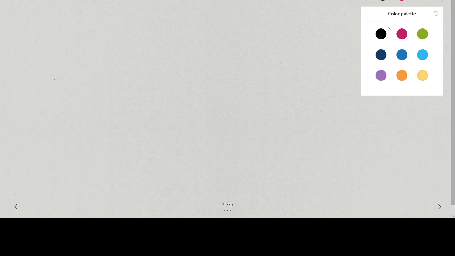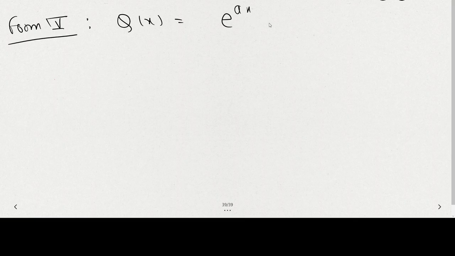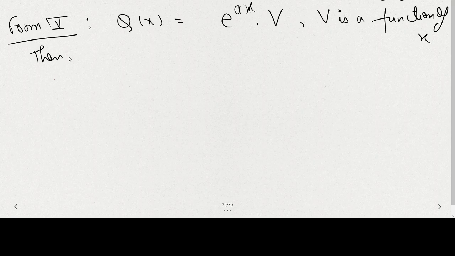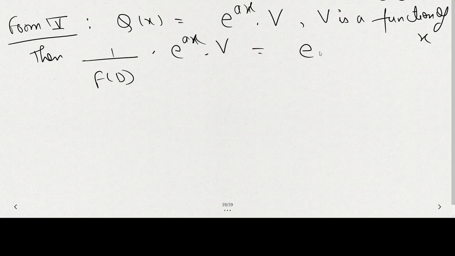So this is the last form we have for that, form number 4. In that, if Q(x) is e^(ax) times v, where v is any function of x, then 1/f(D) multiplied by e^(ax) v is equal to e^(ax) times 1/f(D+a) multiplied by v. That will be the formula for that.